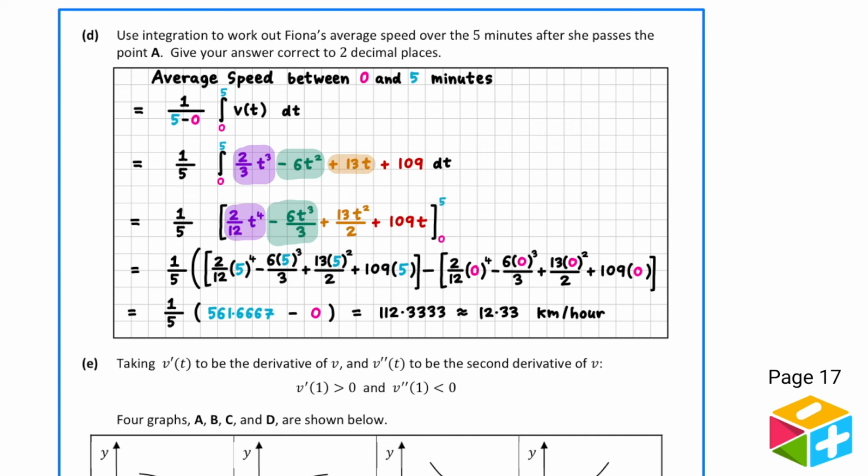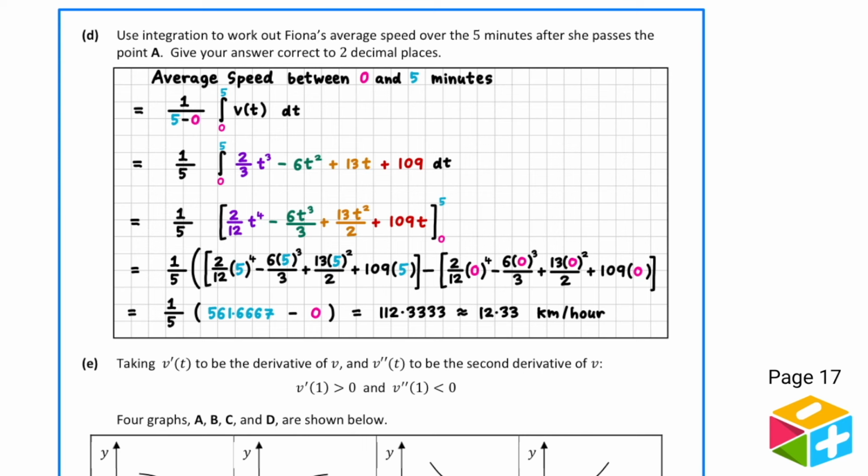So we end up with minus 6t cubed over 3. 13t is the same as 13t to the power of 1. So to integrate this, we'll raise the power from 1 to 2 and then divide by 2. This gives us 13t squared over 2. A constant will integrate to that constant times t. So 109 integrates to 109t. We wanted the definite integral between 0 and 5. To find this, we need to sub in the upper limit, 5, and sub in the lower limit, 0, and subtract away the answers.